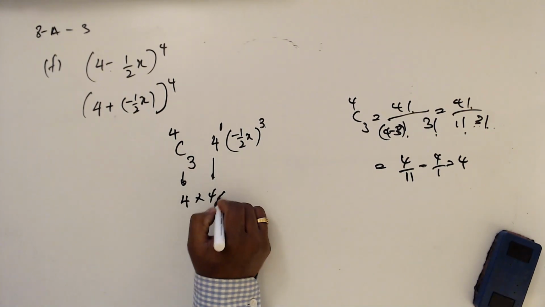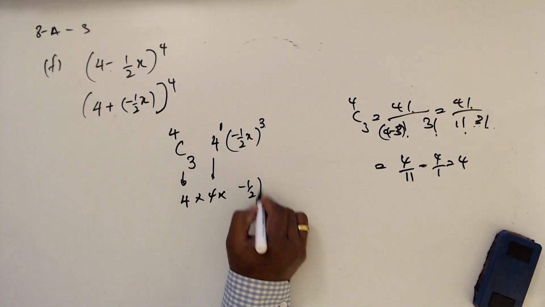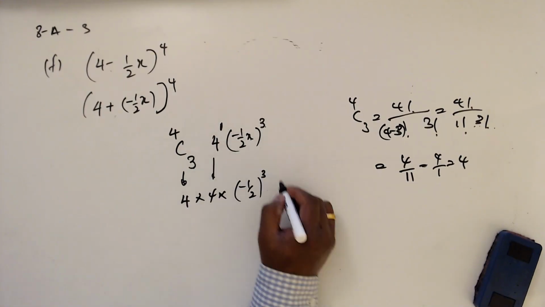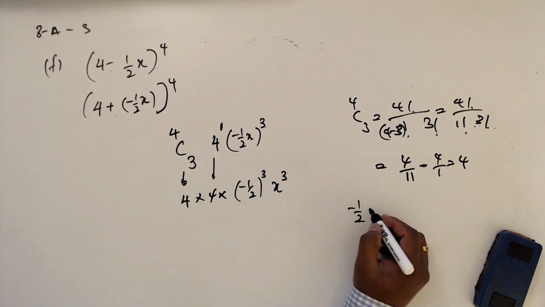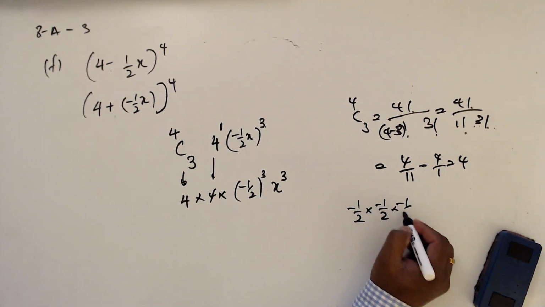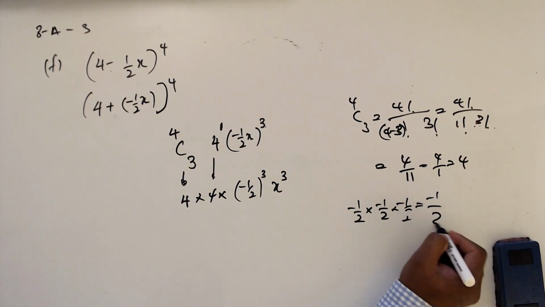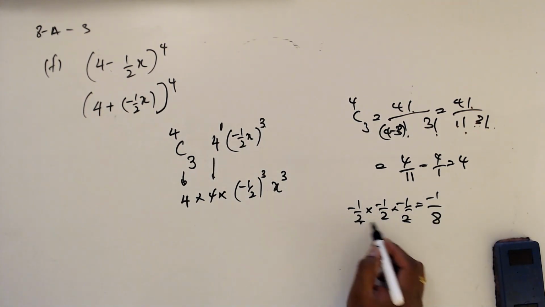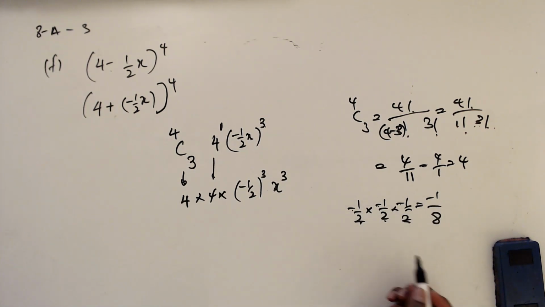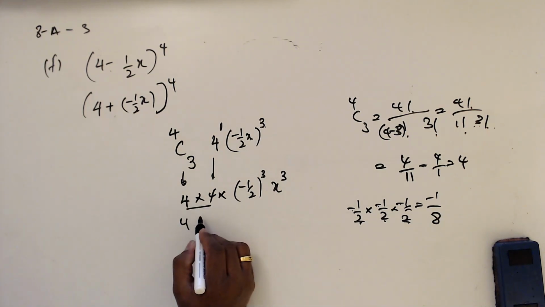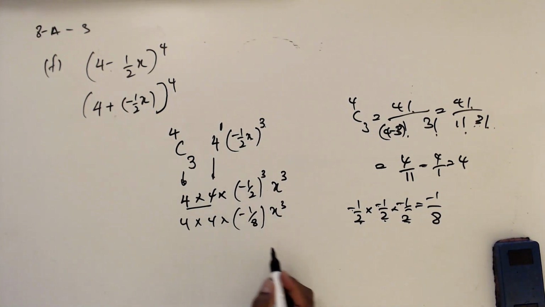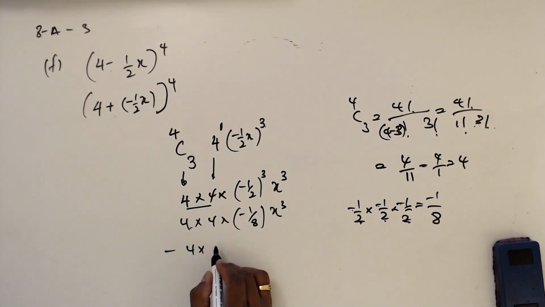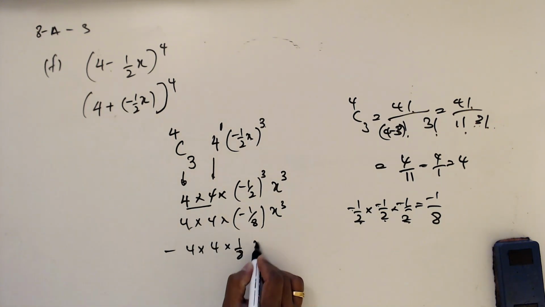This is also 4. Then this is going to be minus half cubed, and this is x cubed. So minus half cubed means minus half times minus half times minus half. So minus 1/8. 2 cubed is 8, minus times minus is plus, plus times minus is minus, so minus 1/8. So 4 times 4 is 16, and minus 1/8 x cubed.